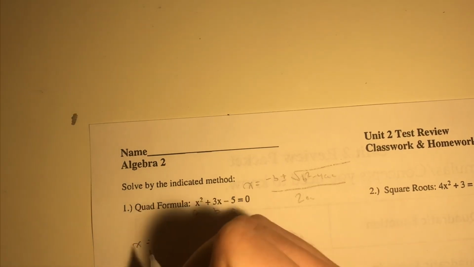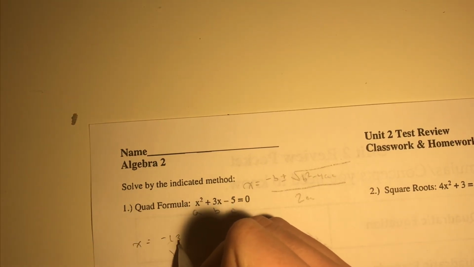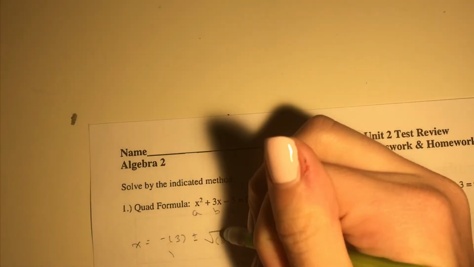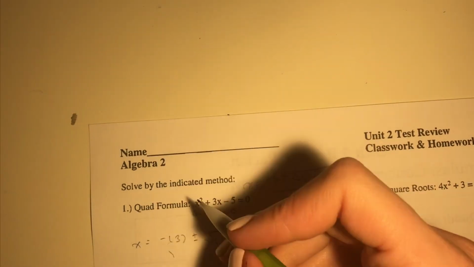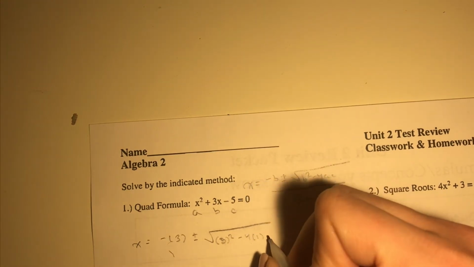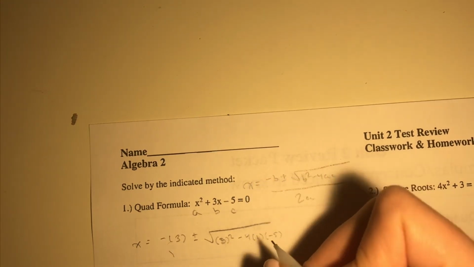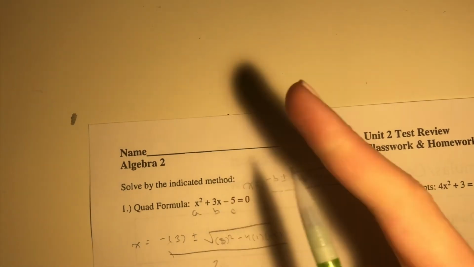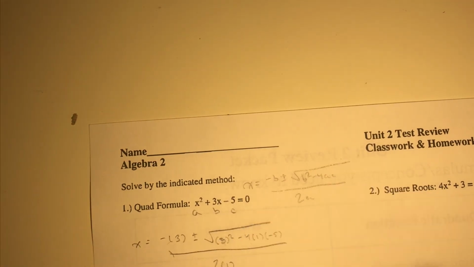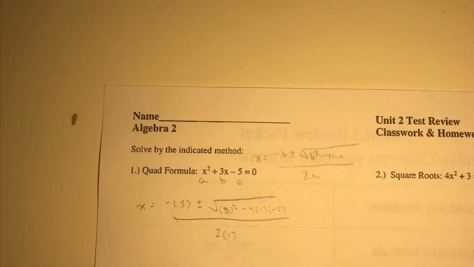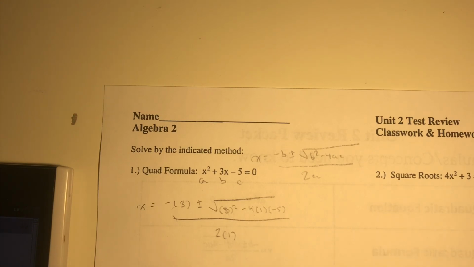So x equals negative 3 plus or minus the square root of 3 squared minus 4 a c, all over 2a, and that is 1. Remember, when you are inputting these values, always use as much parentheses as possible. It's a lot neater and it is mathematically accurate if you do it this way.